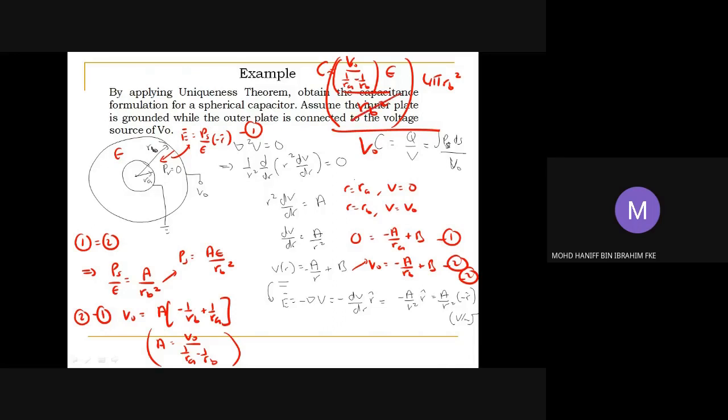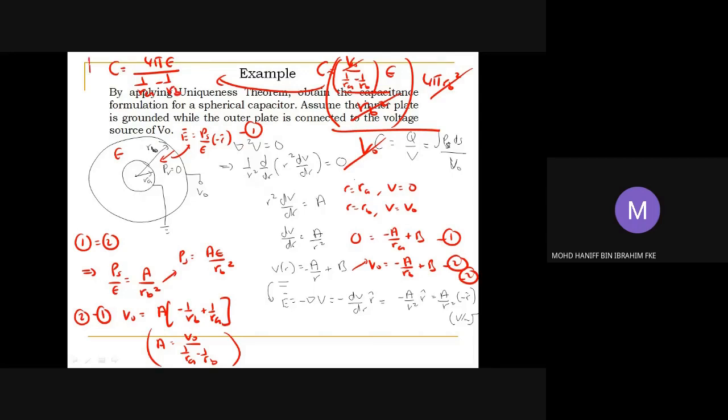So this RB squared and that RB squared can be cancelled out. V naught and V naught can be cancelled out. As such, we are going to have the equation of capacitance C equals 4 pi epsilon divided by 1 over RA minus 1 over RB.